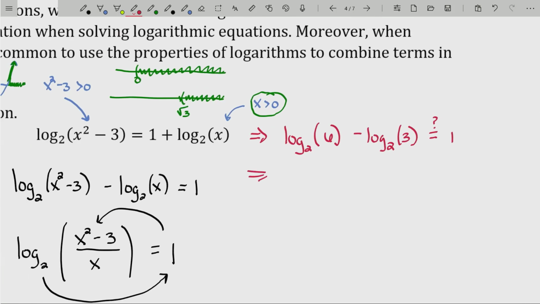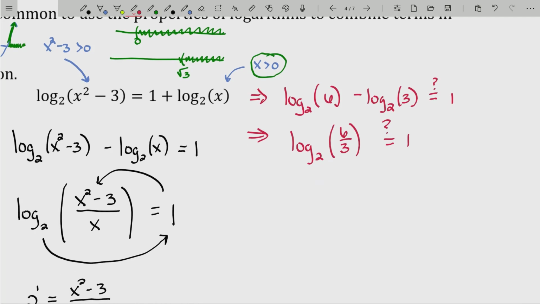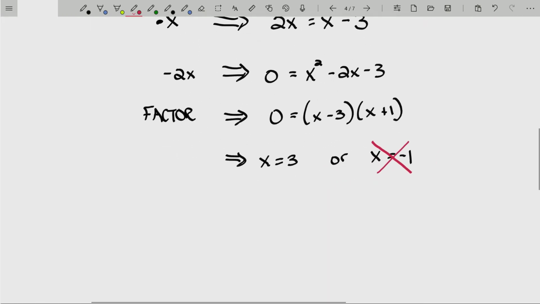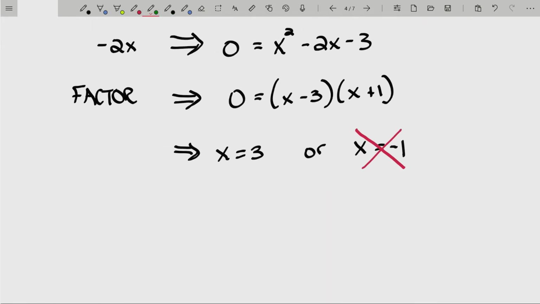And again, using a property of logarithms, you can glue these two together, 6/3. Again, is that equal to 1? And 6/3 is just 2. Log base 2 of 2 is definitely 1. So yep, that is totally equal to 1. We're okay. So therefore, that solution of x equals 3 is actually a solution. The other one is what we call an extraneous solution.